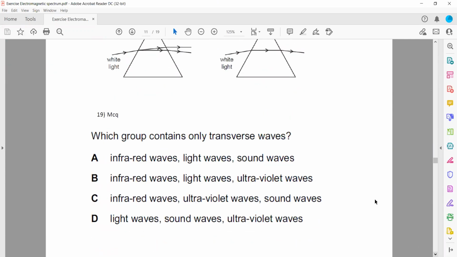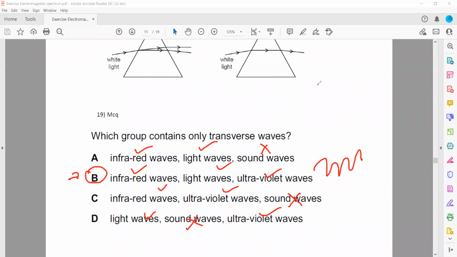Which group contains only transverse waves? All electromagnetic waves are transverse. Infrared is transverse, light is transverse, but sound is not transverse. It's longitudinal. Infrared, light, and UV are all transverse. So B is the right answer, which includes all transverse waves, in which the particles vibrate perpendicular to the direction of the wave.